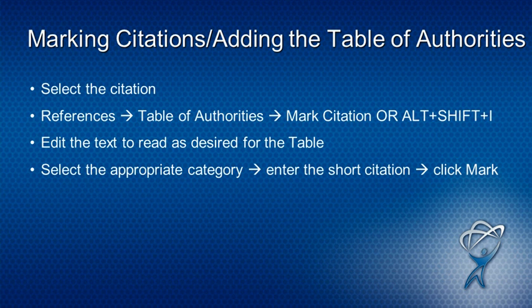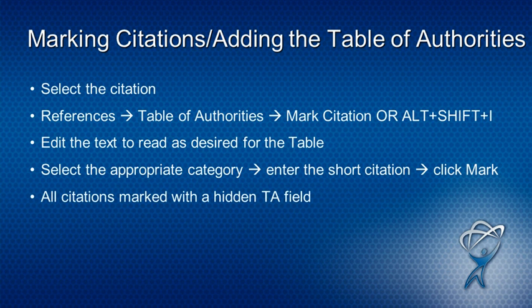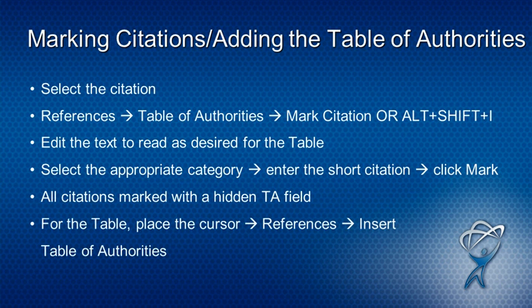Once that's done, we can either click Mark or we can click Mark All. By clicking Mark All, just like we can do in many places in Word, that actually automates it. We'll go through and find all entries that have the same text and mark them all at the same time. A huge time saver. All of your citations are going to be marked with a hidden TA field, short of course for Table of Authorities. For the actual table itself, we'll place the cursor, we'll go to the References tab, and we'll click Insert Table of Authorities.